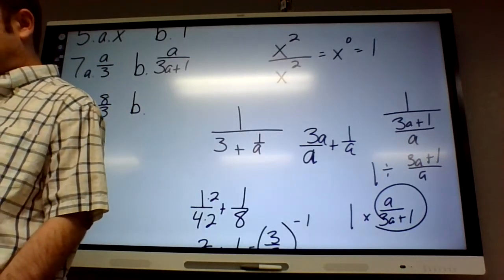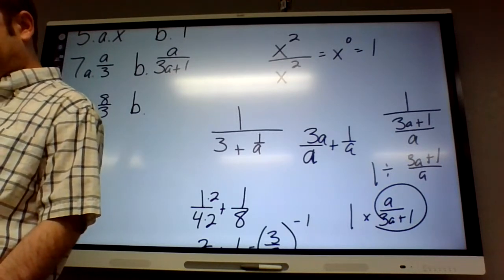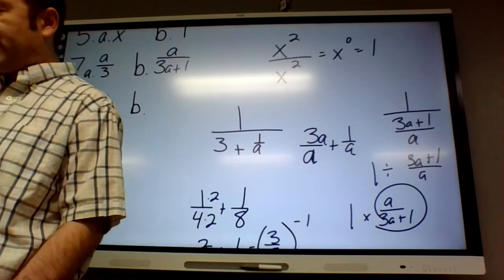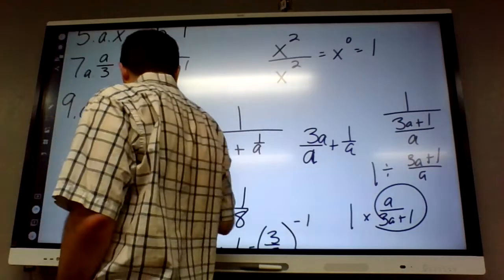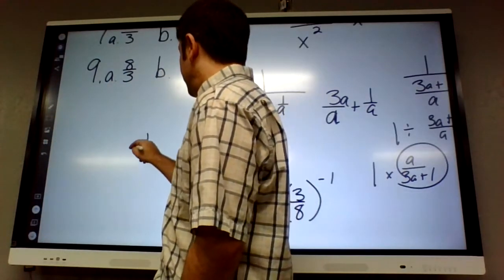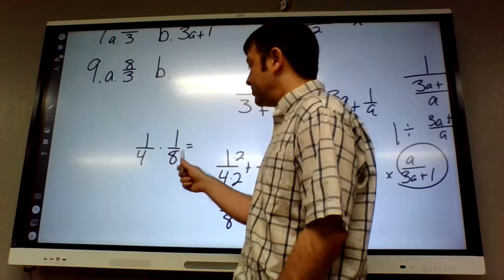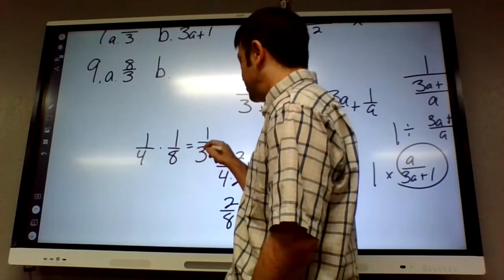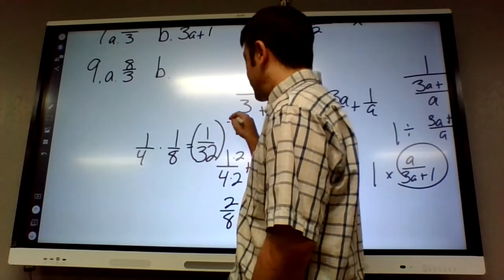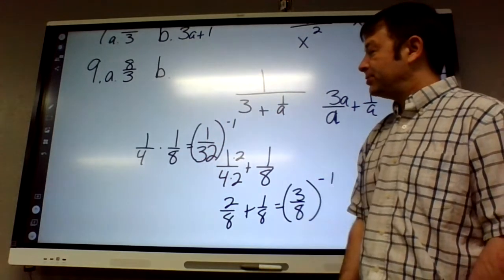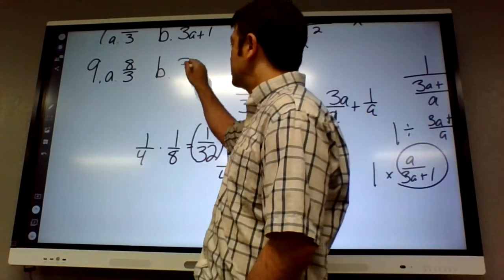B is kind of similar, except what did they change on B? Multiply. So this time it's 1/4 times 1/8. Multiply is actually easier with fractions, because you just do top times top, bottom times bottom. So it's 1/32, but all that's to the -1, so you flip it upside down. It's 32/1, which is just 32.